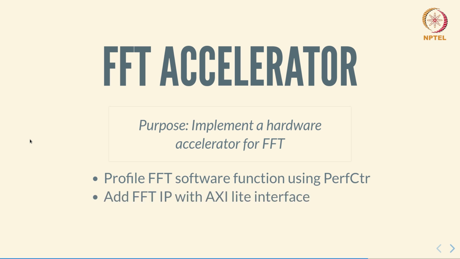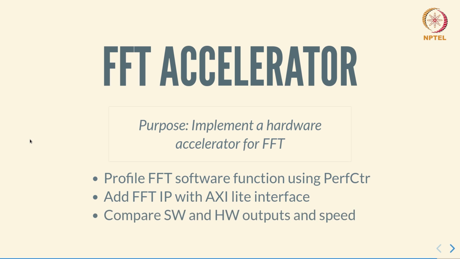Customize the FFT Vivado HLS IP, first to convert it to floating point, and secondly to add an AXI-Lite interface instead of the AXI-Stream interface so that it can communicate with the MicroBlaze processor. And finally, we will attach it to the MicroBlaze, implement it on the FPGA and compare the software and hardware outputs as well as speed.